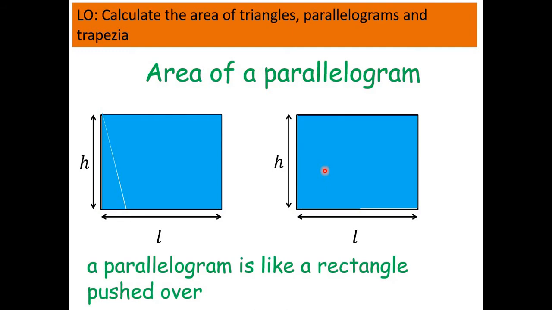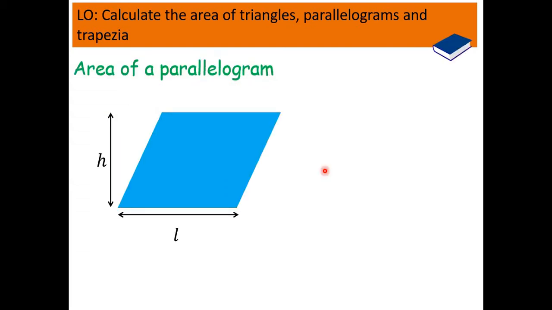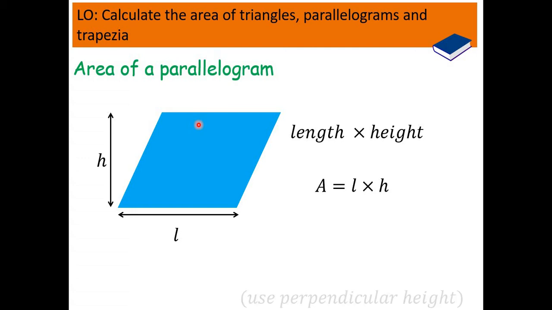We can use the same method for working out the area. Here's a parallelogram. We are going to do the height multiplied by the length. That's how we work out our area. Now height is not the measurement along here. It's the measurement directly up, from here up to here. So there's the formula: A equals L times H. And again, we're using our perpendicular height.